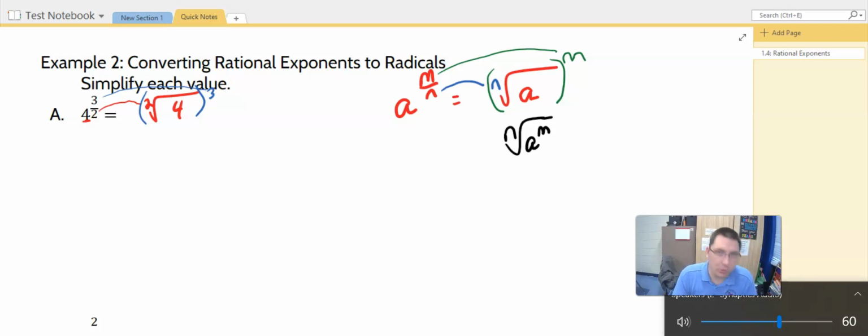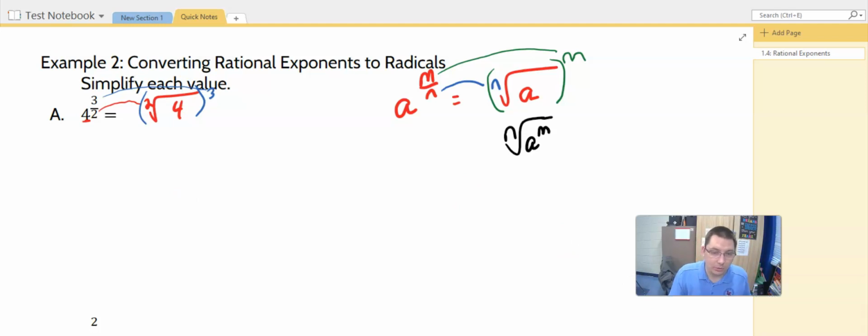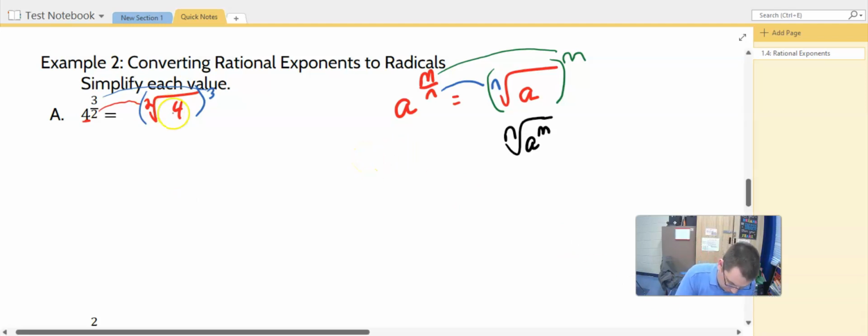What is the square root of 4? Well, what times itself gives you 4, right? So the square root of 4 is 2. And so 2 cubed, well, 2 times 2 is 4, times another 2 is 8. And so the final answer here is just 8.